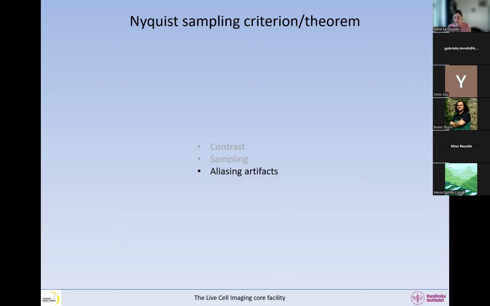Now we have spoken about the contrast and how it works hand in hand with the resolution. If we have no contrast, we cannot use the resolution. We spoke about sampling as well, and how if we have a low sampling resolution, then we cannot use the optical resolution either, okay? And now we're going to talk about what happens when we undersample and the artifacts that we're creating in the image.